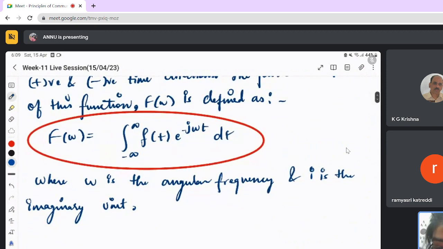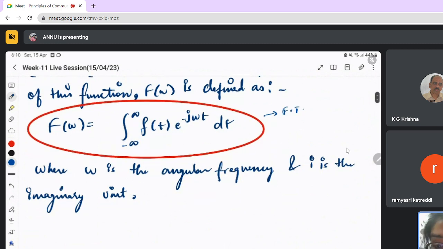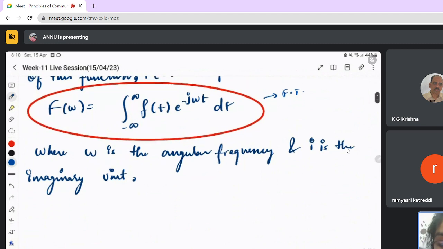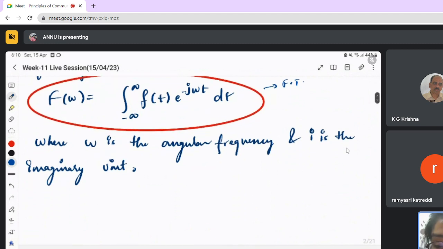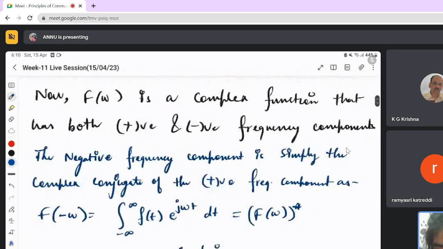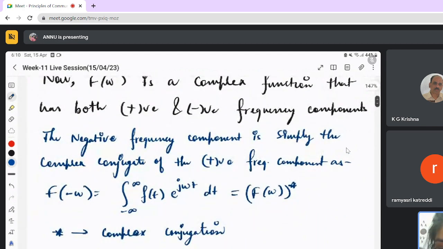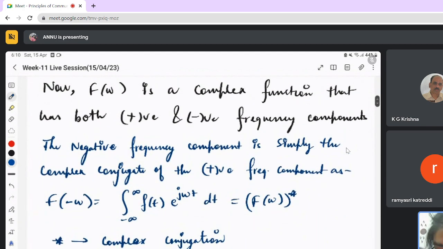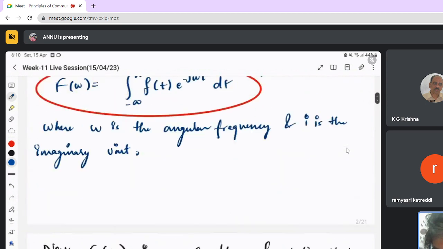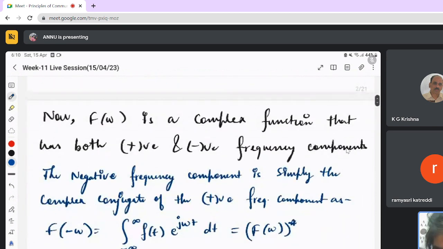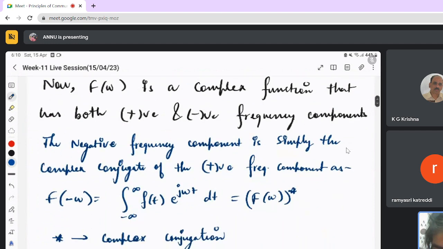So F(omega), which is the Fourier transform, is defined as the integral from minus infinity to infinity of f(t) e^(-j omega t) dt, where omega is the angular frequency and j is the imaginary unit. We all know about that. I'm going through the very basics. So now F(omega) is a complex function, and it has both positive and negative frequency components.